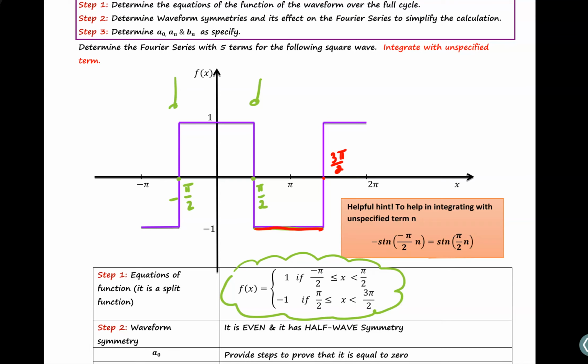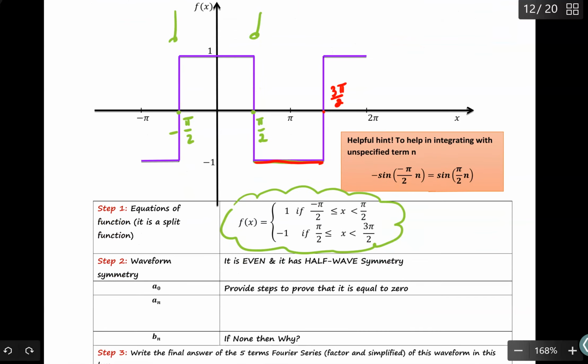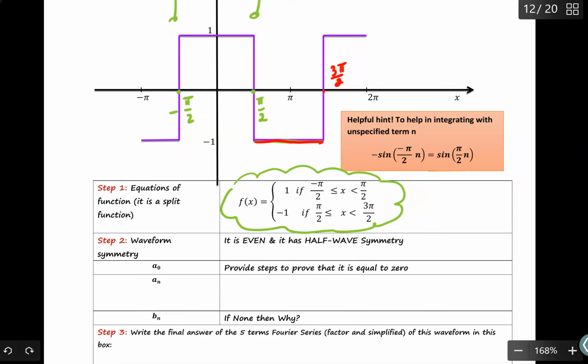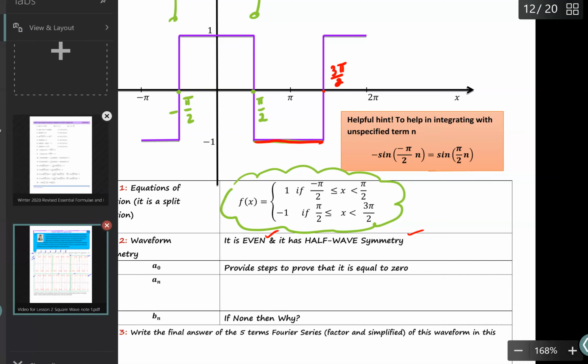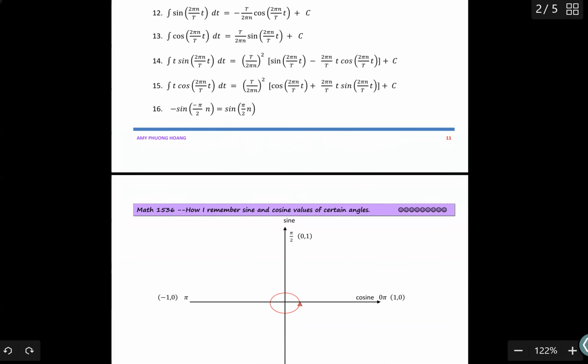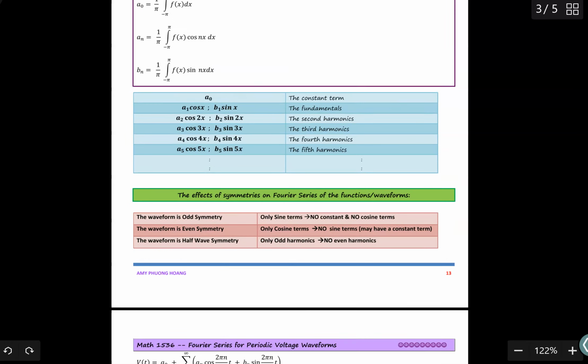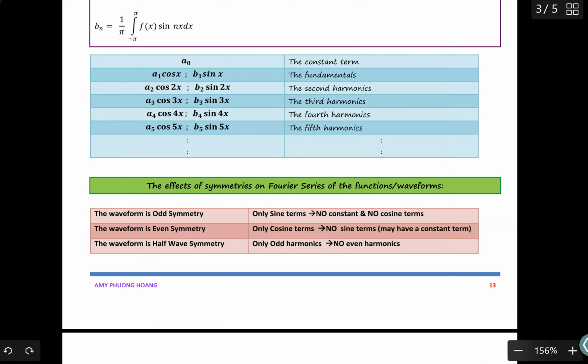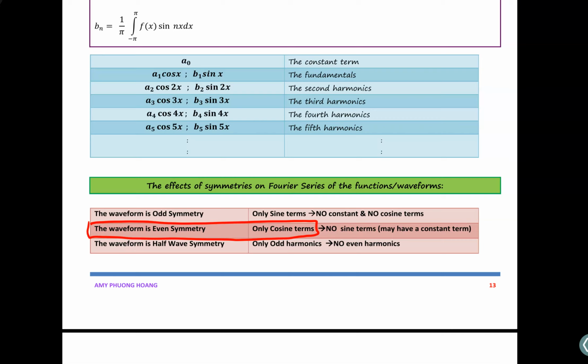What we need to do in this case is, first of all, we still do the analysis, and this waveform is even and it has halfway symmetry. If it's even, then what should we do? We go back to our formula sheet on the workbook, and on this page it says that if the waveform is even, then I only have the cosine term. I don't have the sine term at all.